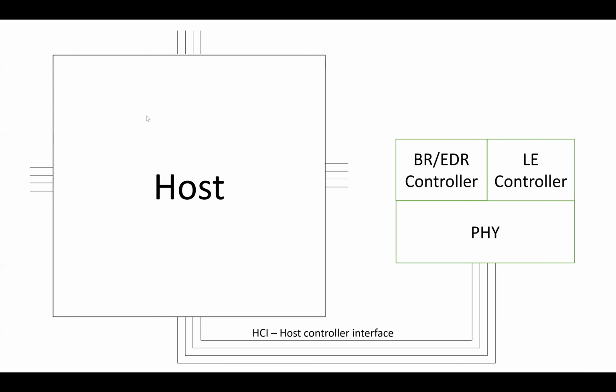The host is what I'm calling the application processor. In an iPhone, it's like an A14, right? And then the Bluetooth controller is the dedicated Bluetooth chip. On an iPhone, I think it's called a W1, or they have a specific wireless module. But yeah, so there's a host and there's a controller.